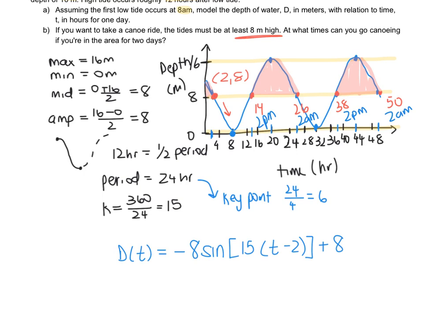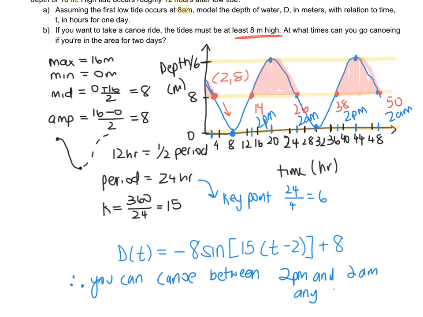So pretty much, if we look at our sketches here, then we know any time between 2 p.m. and 2 a.m. you can go canoeing. So therefore, you can canoe between 2 p.m. and 2 a.m. any day. And that's it for this scenario.